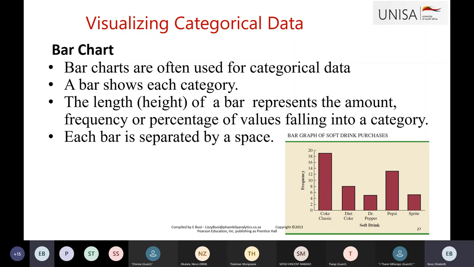The other thing about the bar chart is that there is a space in between the bars, because when one stops, the other one doesn't start, because they are categories. Individual categories have to have spaces in between. They are not linked to one another. And that is your bar chart. The bars represent categories. The height represents either the frequency, the percentage, or the relative frequency. And with the bar chart for categorical data, the bars have spaces in between.